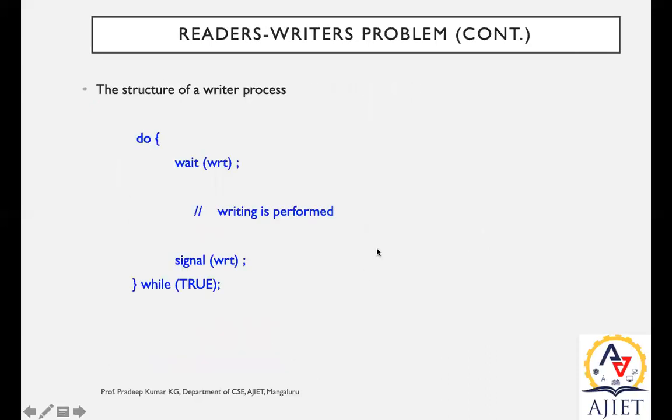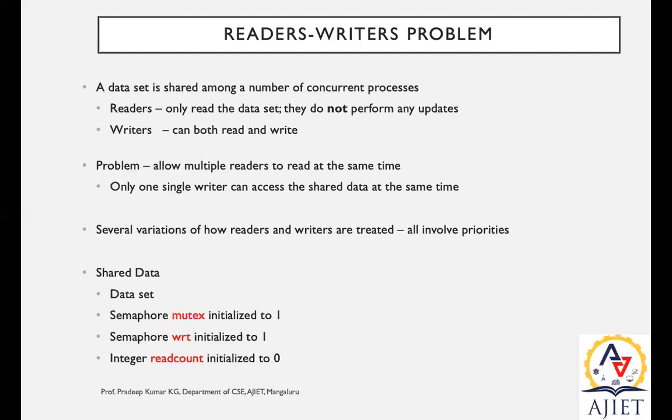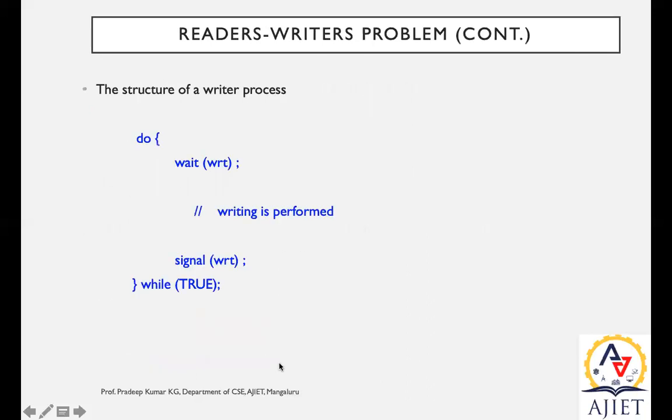How to implement now? So what we've got over here: mutex is 1, the semaphore value is 1, saying that only one process can enter, and semaphore write is initialized to 1. Only one single writer can access the shared data, and at that time no reader can be allowed. So that's why read count is initialized to 0. How can we implement this?